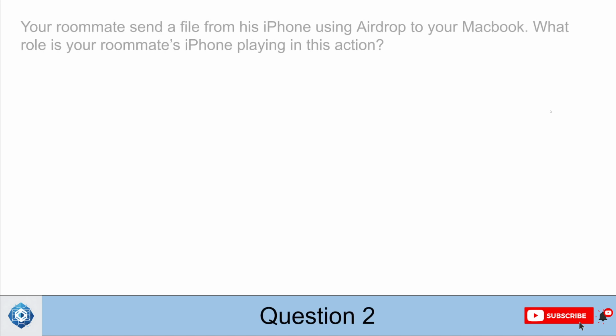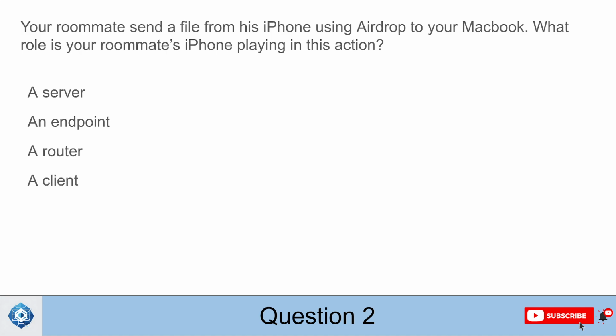Now, moving on to question 2. Question 2 is: your roommate sends a file from his iPhone using AirDrop to your MacBook. What role is your roommate's iPhone playing in this action? And to see our options here for question 2, we have a server, an endpoint, a router, or a client. Again, please feel free to use your pause button on YouTube to take a minute, think about this question, and come up with your answer. But let's start by eliminating some of these answers.